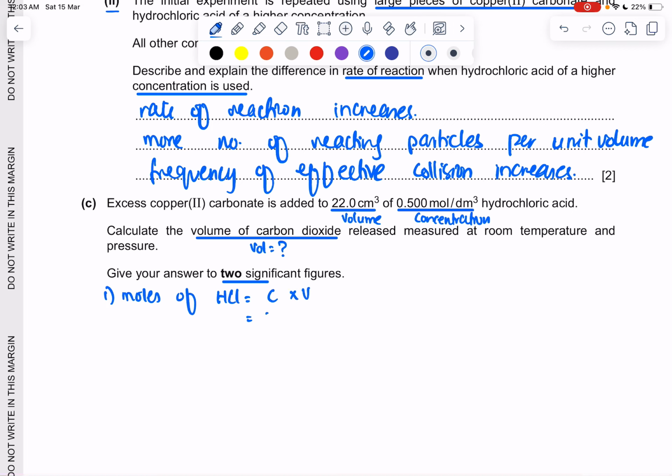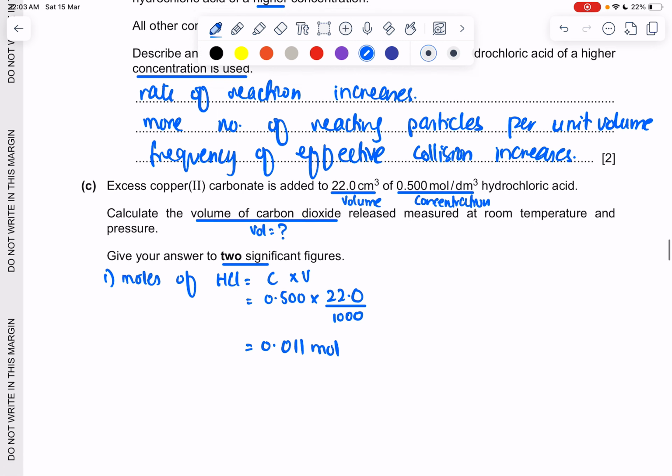So the concentration is 0.500 times the volume, which is 22.0. But the volume is given in cm³, so we have to convert that into dm³. So divide it by 1000. If you do this calculation, 0.5 times 22 divided by 1000, we will get 0.011 mole. And this is the moles of hydrochloric acid.